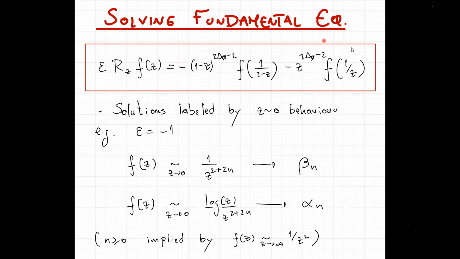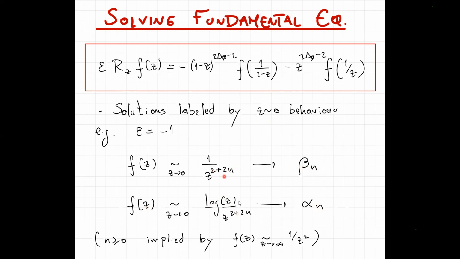So what we need to do is to solve this equation subject to these boundary conditions. And when you do that, you find that there's an infinite set of solutions. Okay. This infinite set of solutions can be labeled by the behavior of this kernel F when z approaches zero. So for instance, when epsilon is minus one, which corresponds to the fermion, then I could have either a power law divergence, and I'll say that it's associated with the beta n functional, or a power law divergence times a log, and then I'll say that it's associated with an alpha.